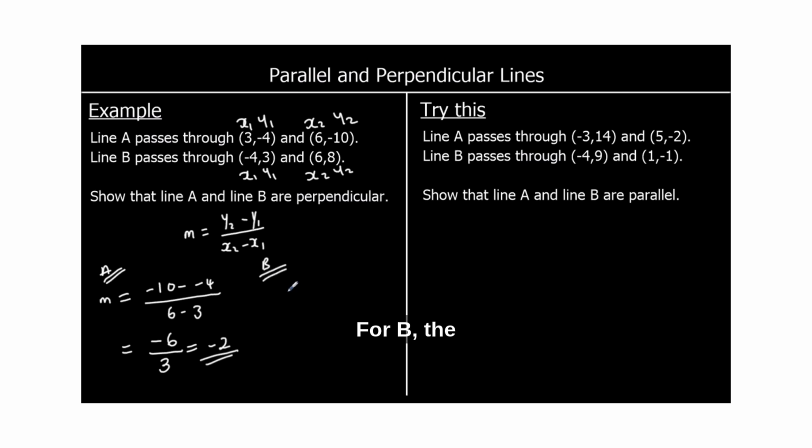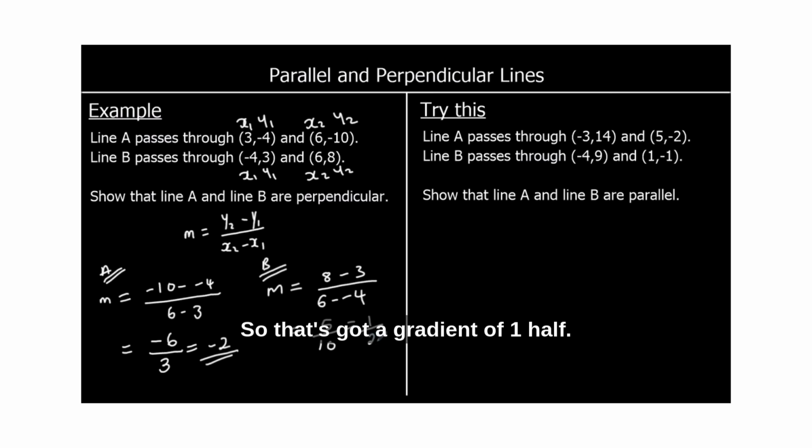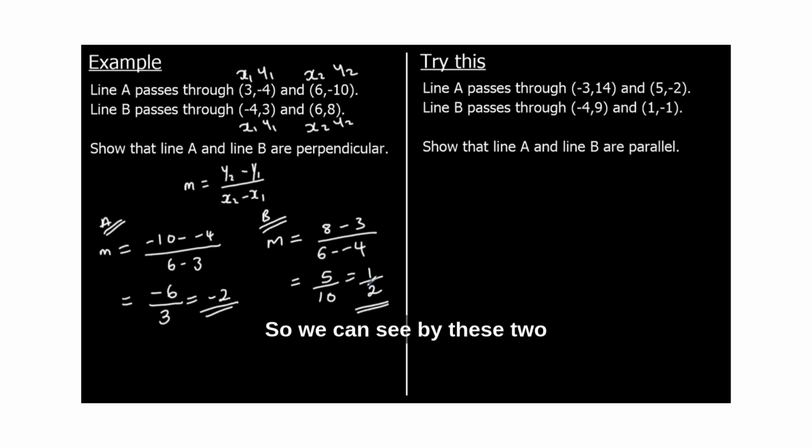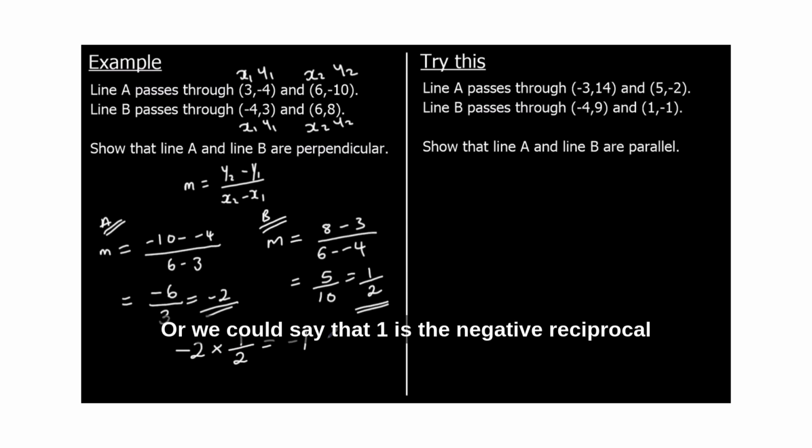For B, the gradient is the change in the y's, y2 minus y1, 8 minus 3, over the change in the x's, 6 minus negative 4. So 8 minus 3 is 5. 6 plus 4 is 10. So that's got a gradient of 1/2. So we can see by these two gradients, they are perpendicular because they multiply to make negative 1. Or we could say that one is the negative reciprocal of the other.